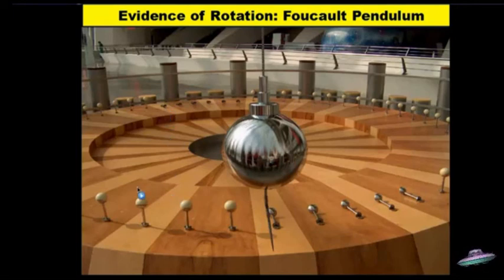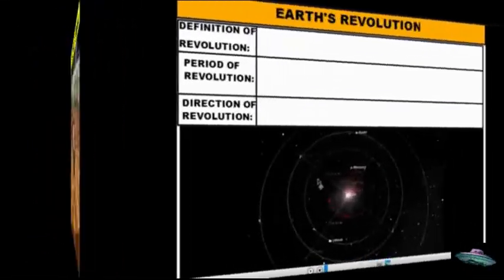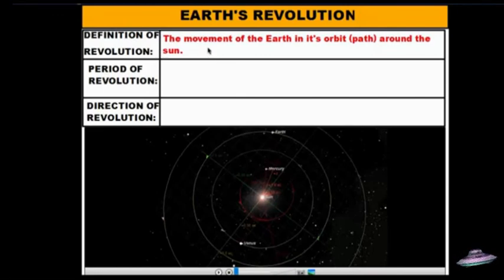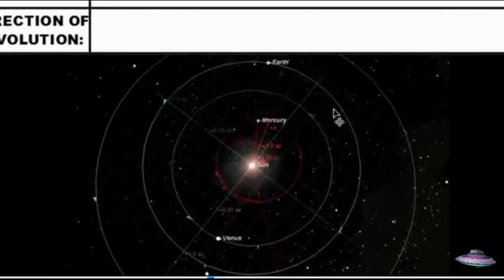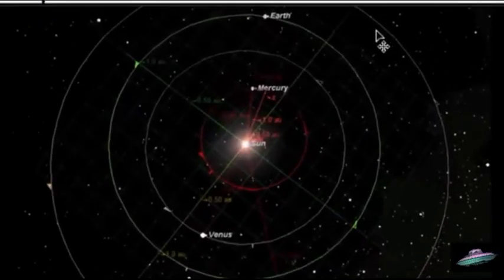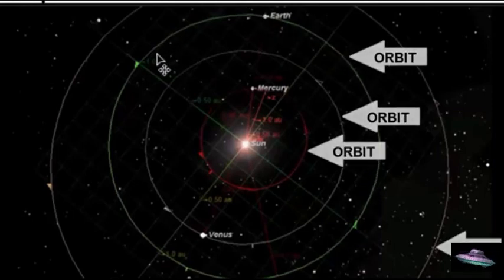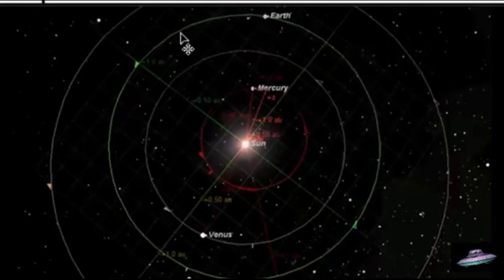So why don't we just take a quick look at what Earth's revolution looks like. Now, Earth's revolution is a little bit different from the Earth's rotation, because Earth's revolution is not the spinning of Earth. That's the rotation. The revolution of the Earth involves the movement of the Earth in its orbit around the Sun. So when you take a look at this diagram down here, you'll see our inner planets, Earth, Mars out here, Mercury, and then Venus, and then in the middle is the Sun. As you can tell, each planet has an elliptical type shape going around the Sun, and those are the planet's orbits. Here in the green is Earth's orbit. So this is the path that the Earth takes around the Sun.